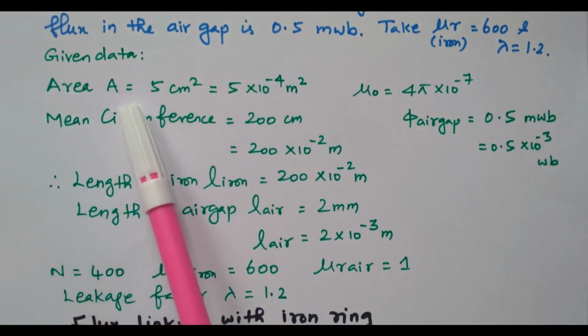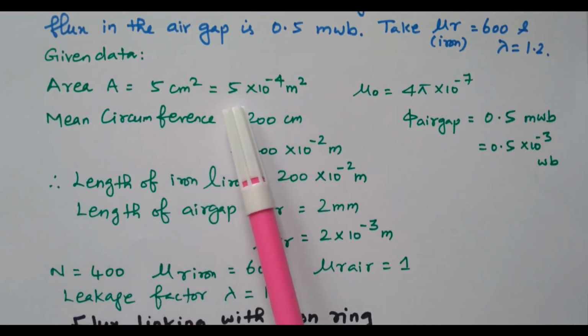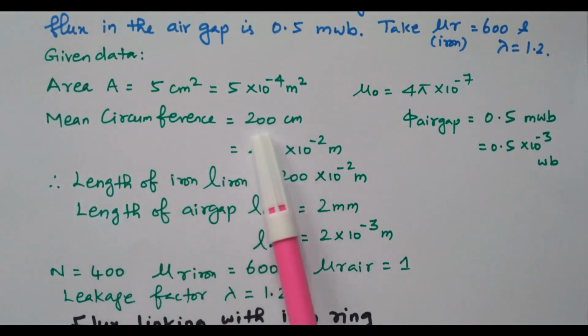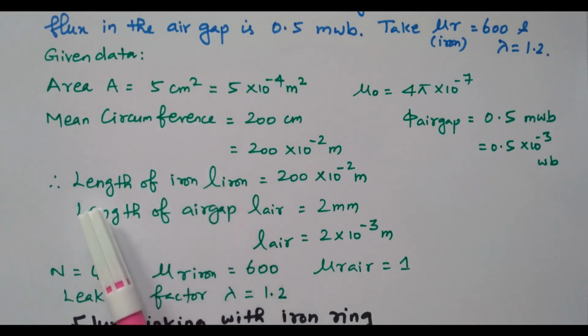The area is given as 5 centimeter square. Converting to meter, 5 into 10 to the power minus 4 meter square. The circumference is given as 200 centimeter, that is 200 into 10 to the power minus 2 meter. The circumference is nothing but the length, because the iron ring is circular, the circumference and length are equal. So the length of the iron path can be taken as 200 into 10 to the power minus 2 meter. The length of the air gap is 2 millimeter, so that is 2 into 10 to the power minus 3 meter.